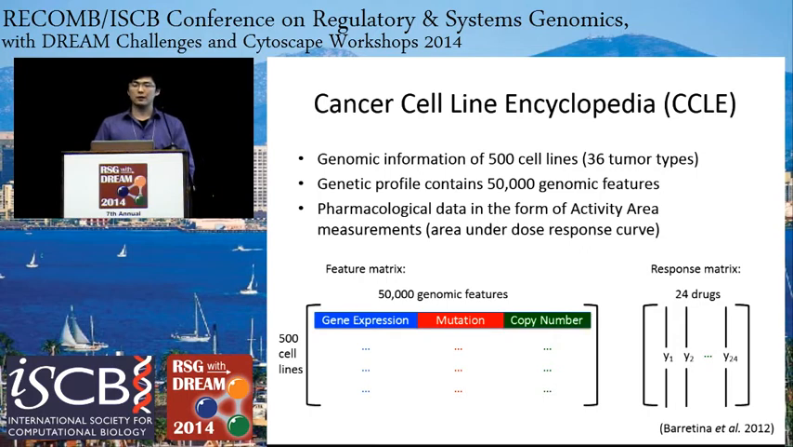For the purpose of our learning, we have constructed a feature matrix and a response matrix. The feature matrix contains all the genomic information, and the response matrix contains all the drug response information. We want to learn a weight vector for each drug. So for the 24 drugs together, we want to learn a weight matrix that connects this feature matrix to the drug responses. And with this model, we can predict responses to new cell lines.